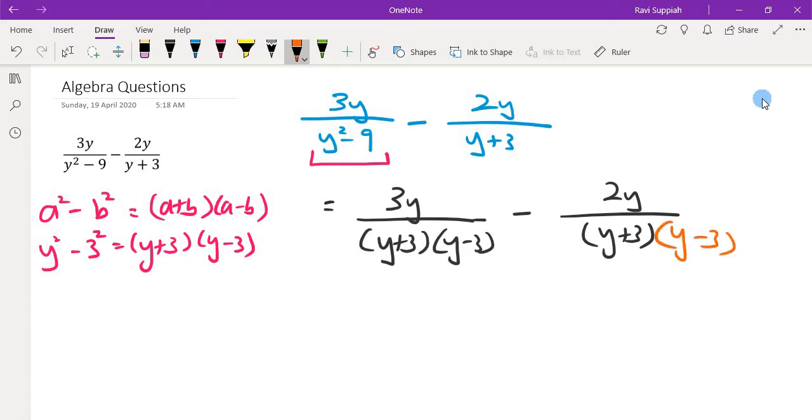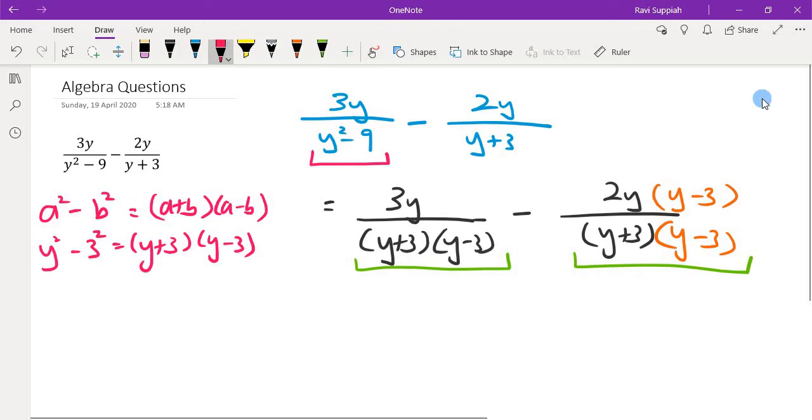Since I multiply the denominator, I'm also multiplying the numerator. In terms of maths, this is just 1, correct? And so we're not changing anything. But by doing this, by multiplying by y minus 3 over y minus 3, we are making both the denominators the same. And once both the denominators are the same, we can go on to combine them into a single fraction.